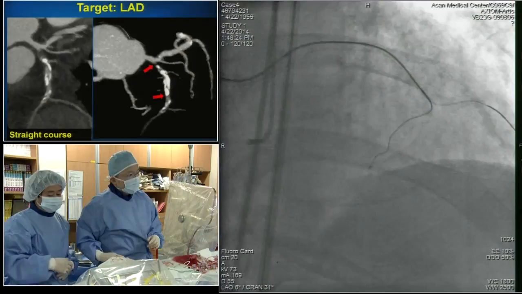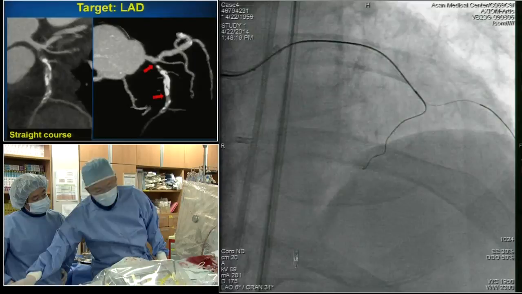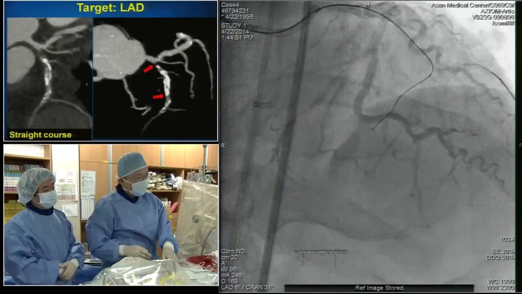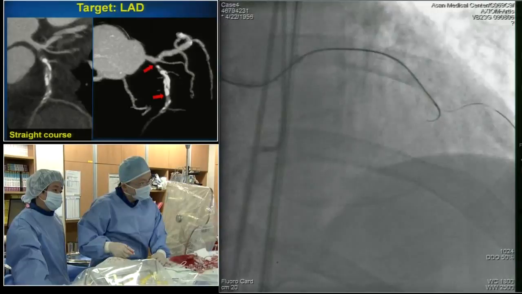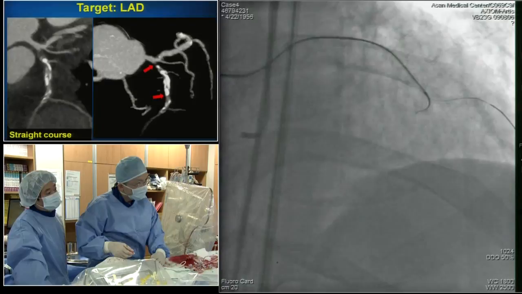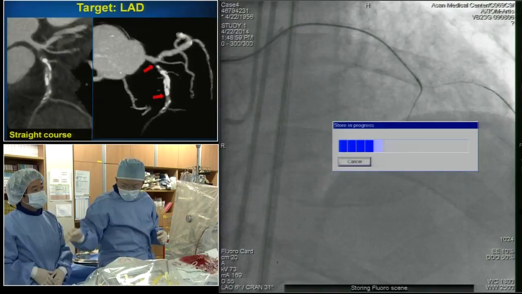So I should gamble because Corsair cannot pass, and I don't want to lose everything. You're not willing to bring that wire back and see if you can get down the distal LAD? Yes. I try that. Okay. It went into a different branch. You got a better angle there. Better angle. Yes. Exactly.